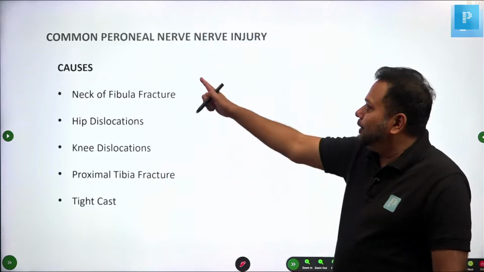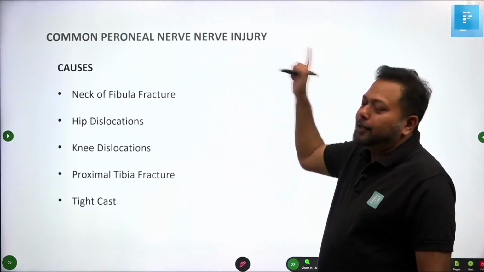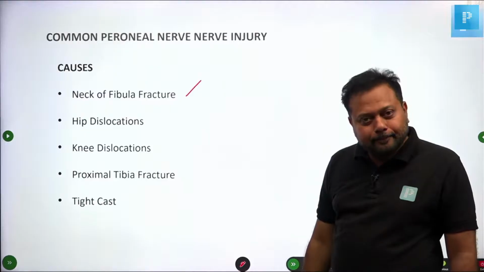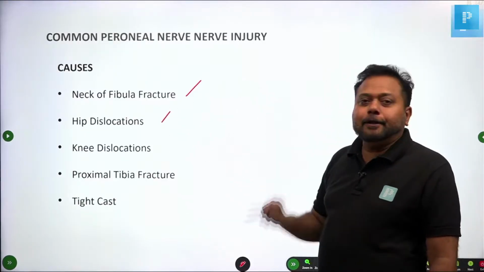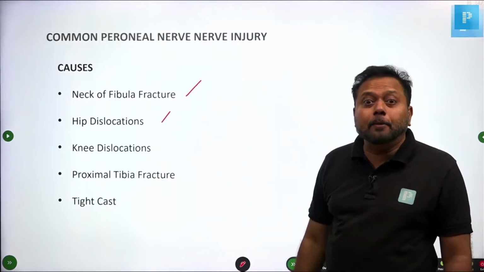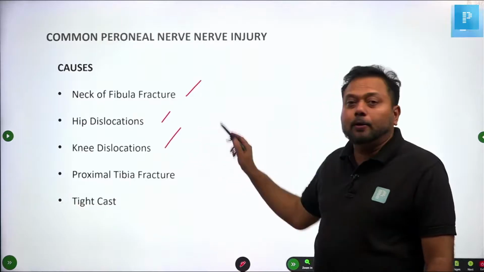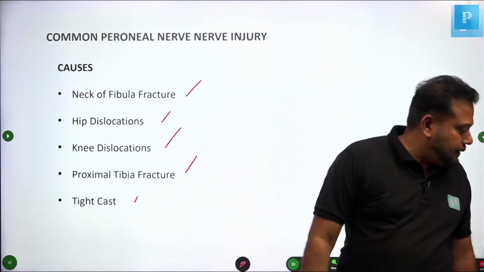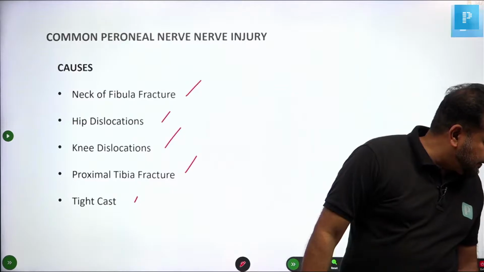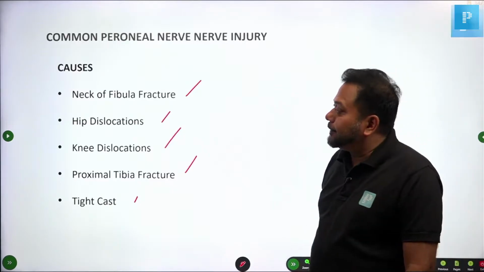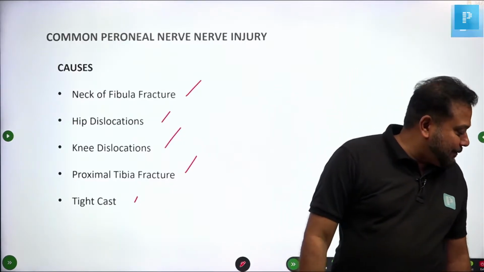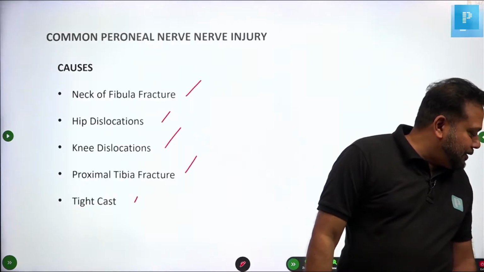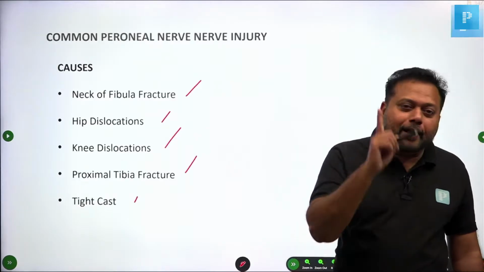Common peroneal nerve injury. What are the causes? Neck of fibula fracture, hip dislocation. What are the causes for foot drop? Common peroneal nerve injury, knee dislocation, proximal tibia fracture, tight casting. The question I asked, Mujbi ma'am is answering only INI-CET.